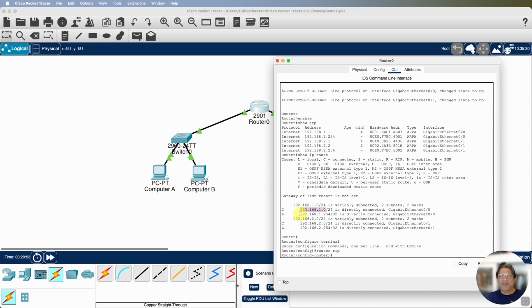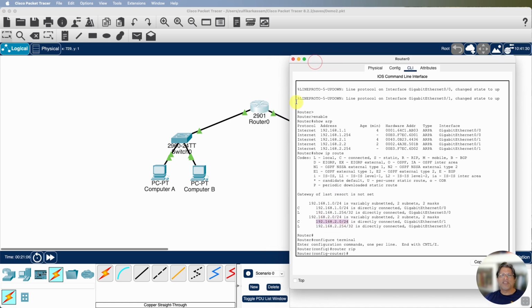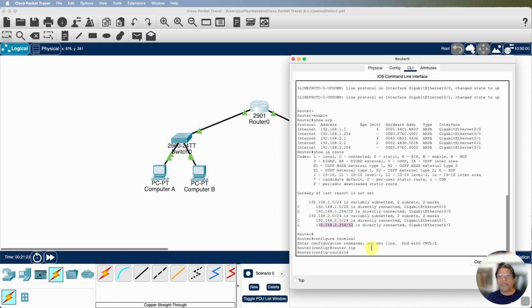And then the router itself knows its IP address, which is directly connected using GigabitEthernet 0/0. It also realizes that the other side of the network, 192.168.2.0, is directly connected to the 0/1 interface. It realizes its own IP address, and that's when it says /32. This is the network address, /24. This is its own address. So this is what the routing table looks like.